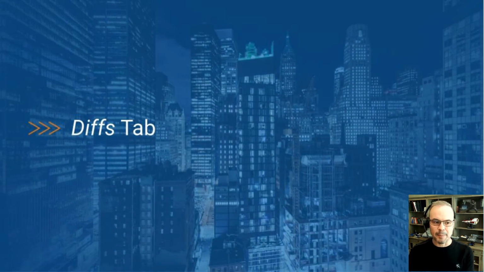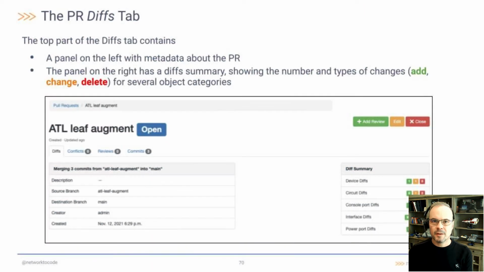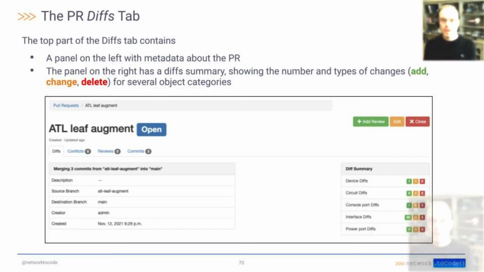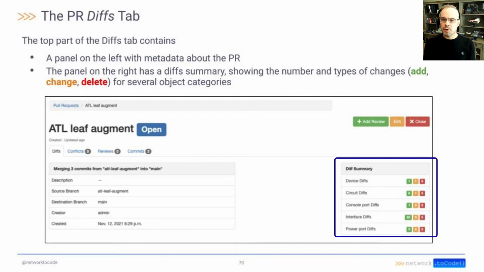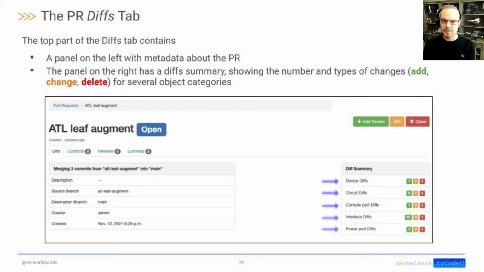First up, the diffs tab. The diffs tab is shown by default on the pull request main screen. There are a couple main parts, so I have broken this up into a couple different slides. The top part of the diffs tab contains a panel on the left with metadata about the pull request. The panel on the right has a diffs summary showing the number and types of changes of adds, changes, and deletes in green, orange, and red respectively. The diff summary is also broken up into several different categories.